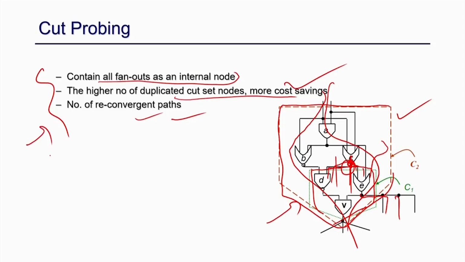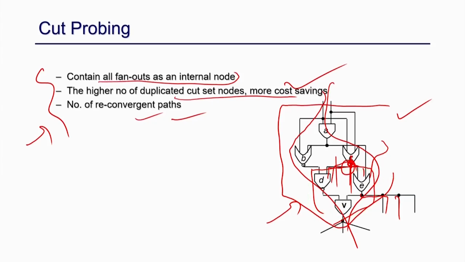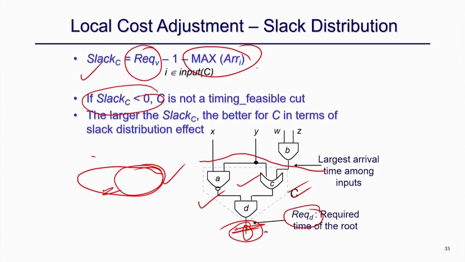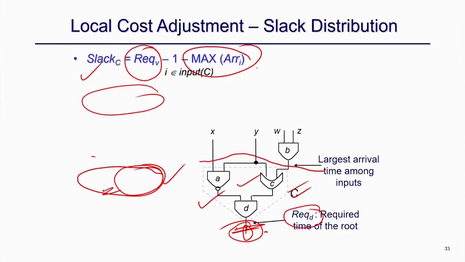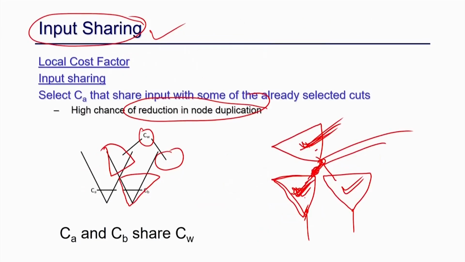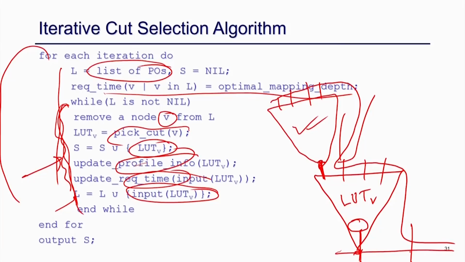This is something I am going to do locally, and it also depends on the current scenario, because once I have selected something, in the next iteration I am going to update this, because now I know what is happening in the surroundings, right? So, these three, cart probing, slack distribution and input sharing, are the three factors through which I am going to improve the cost of the cart locally, during the iteration, and this is how the whole selection algorithm works.